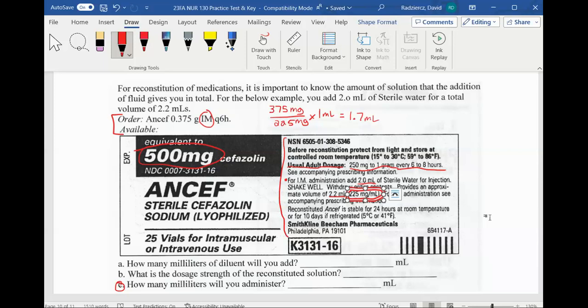Now that you know that information, you can go ahead and solve your problem, right? You take your order of 0.375 grams, I converted it to milligrams, divided by my available, which is 225 milligrams, multiply by 1 milliliter. I get 1.666666, and we round that answer to 1.7 milliliters.